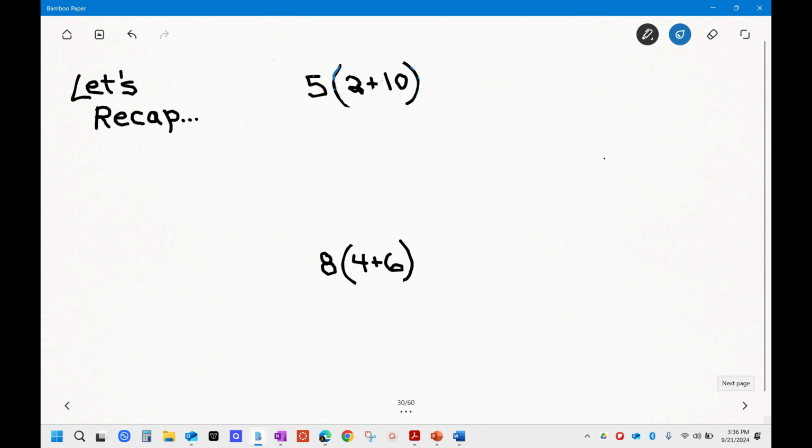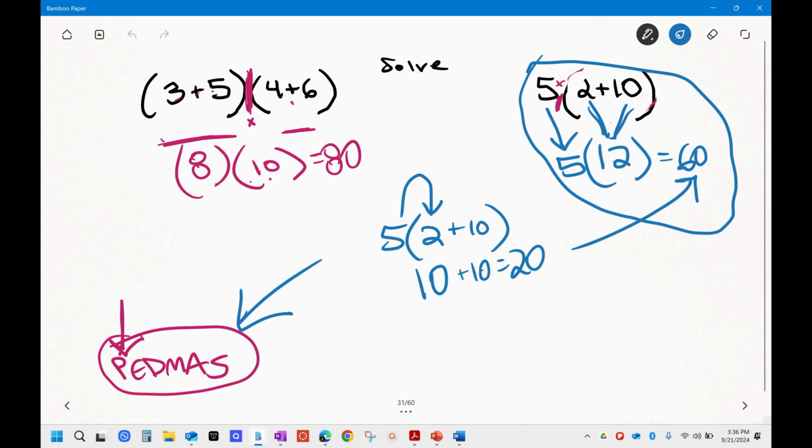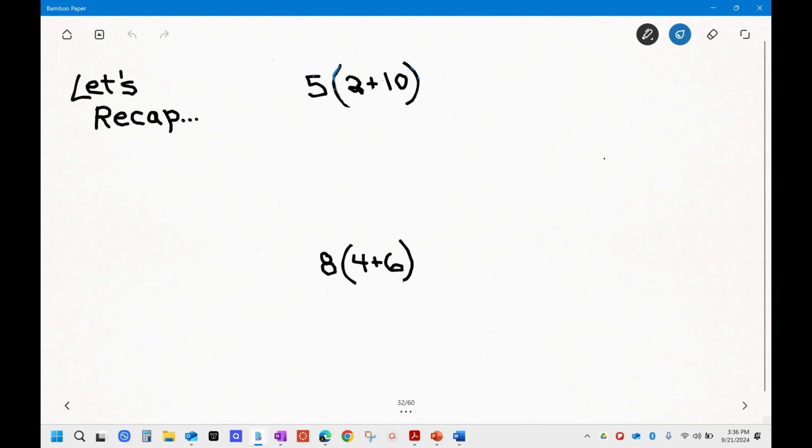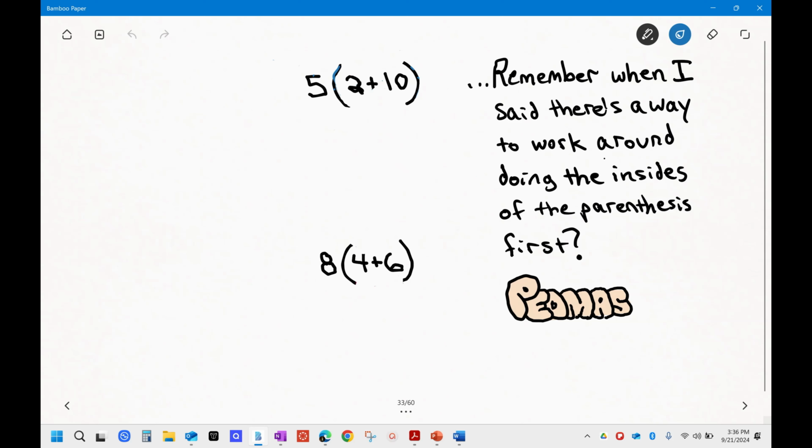Okay, so let's recap a little bit. A couple of pages ago, we were going over these problems. Let's specifically look at this one up here, 5 times parentheses 2 plus 10. And remember when we were working this, and I said that if you do things in order of PEDMAS, there's actually a workaround from doing the insides of the parentheses first? If you don't remember, here's a clip.